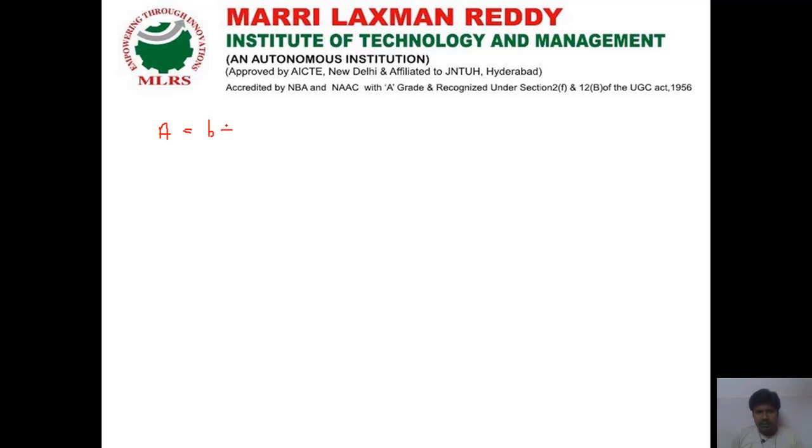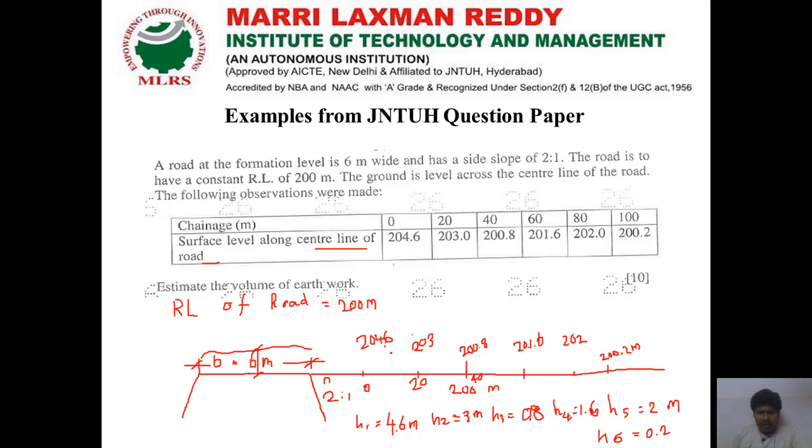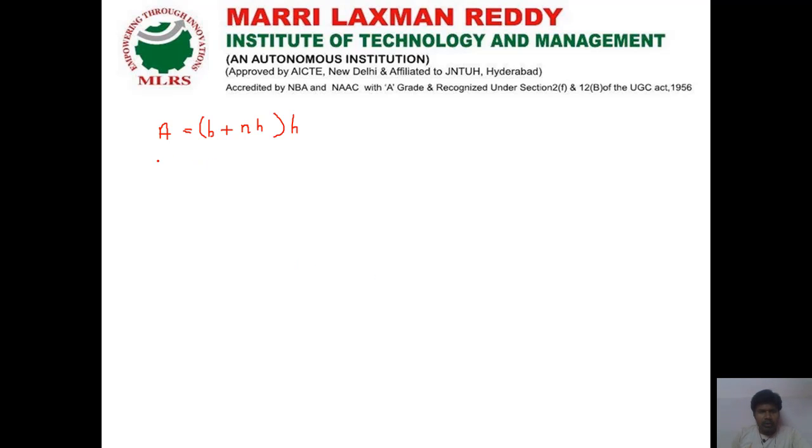Now we have to calculate the cross-sectional area by using the formula: area equals (B plus nH) into H. The height changes at each and every chainage, and here there is an even number of sections. If we go with the trapezoidal rule, then it is easy. If we go with the prismoidal rule, then we have to calculate twice. So now we should move on to the calculation of the cross-sectional area first.